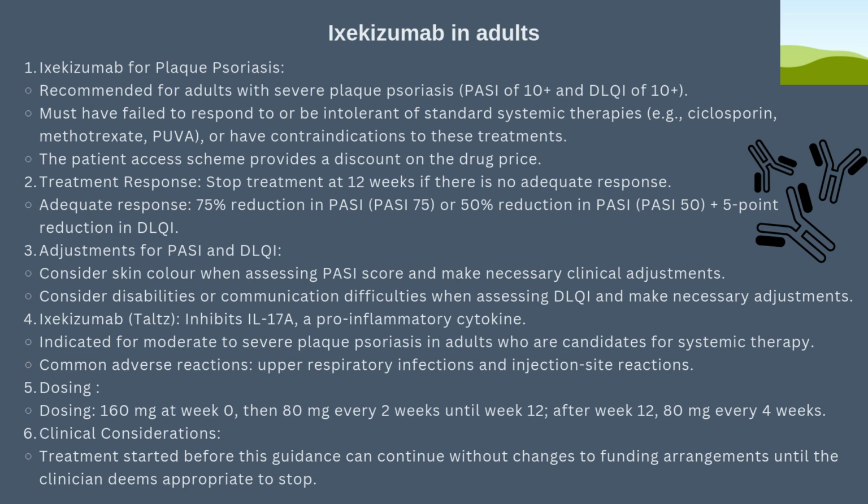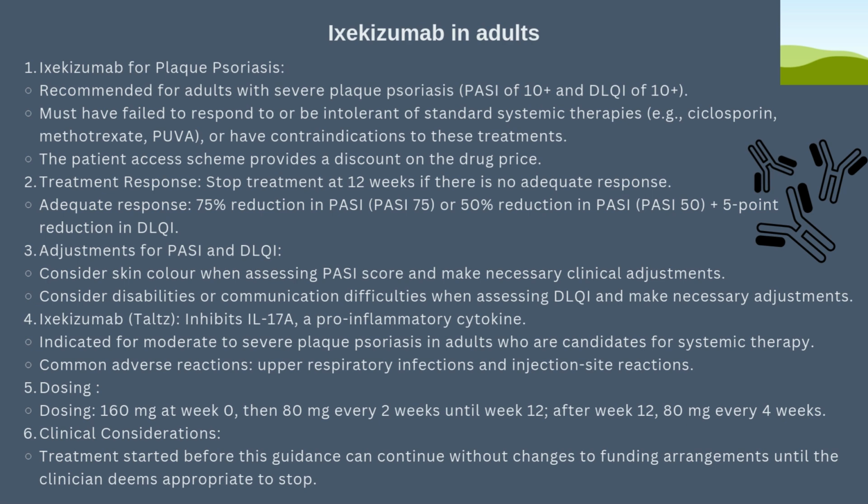Ixekizumab in adults. Ixekizumab for plaque psoriasis is recommended for adults with severe plaque psoriasis, PASI of 10+ and DLQI of 10+. Must have failed to respond to or be intolerant of standard systemic therapies, for example cyclosporin, methotrexate, PUVA, or have contraindications to these treatments. The patient access scheme provides a discount on the drug price.